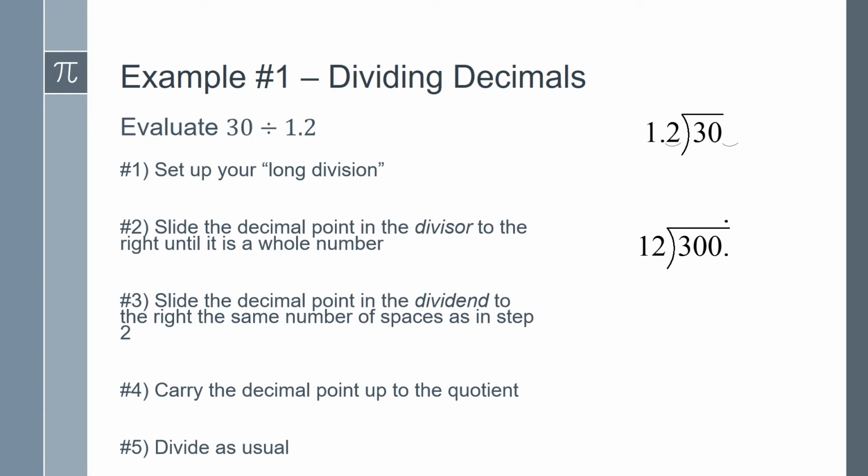Now we'll divide as usual. 12 doesn't go into 3, but it does go into 30 2 times. 2 times 12 is 24, and 30 minus 24 is 6. Now we bring down the 0, and we have 60. 12 goes into 60 5 times, and 60 minus 60 is 0. So now we know that 30 divided by 1.2 equals 25.